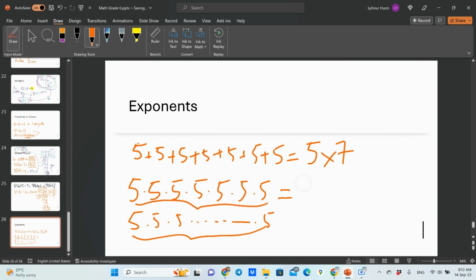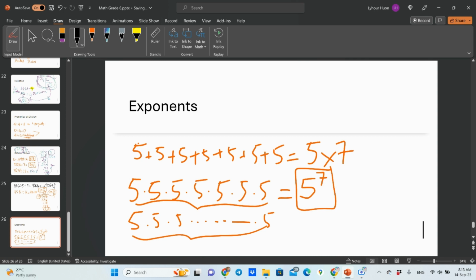we write it as 5 to the power 7. Have you ever seen this? Yeah, I think I have. So this is called exponents.